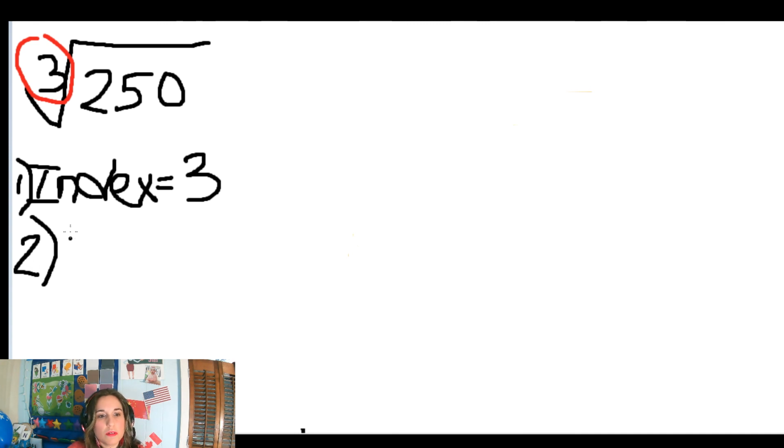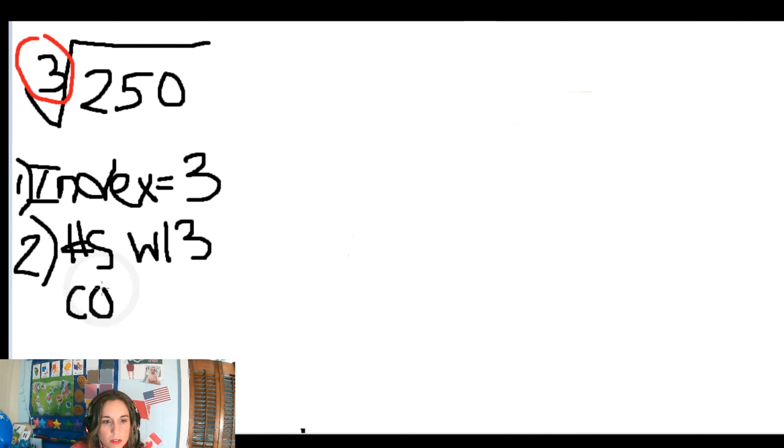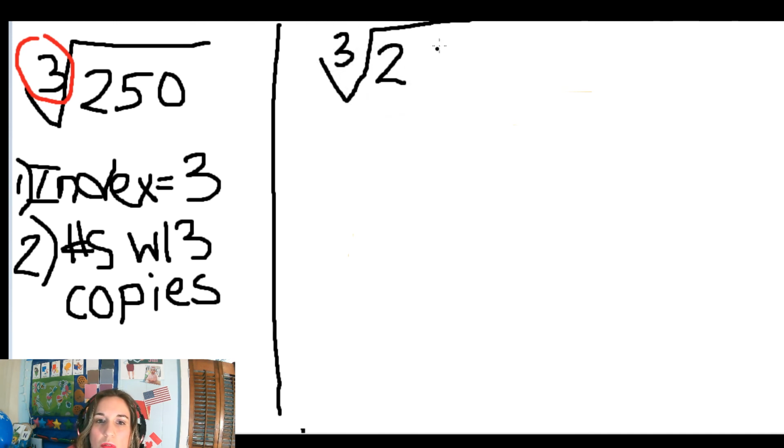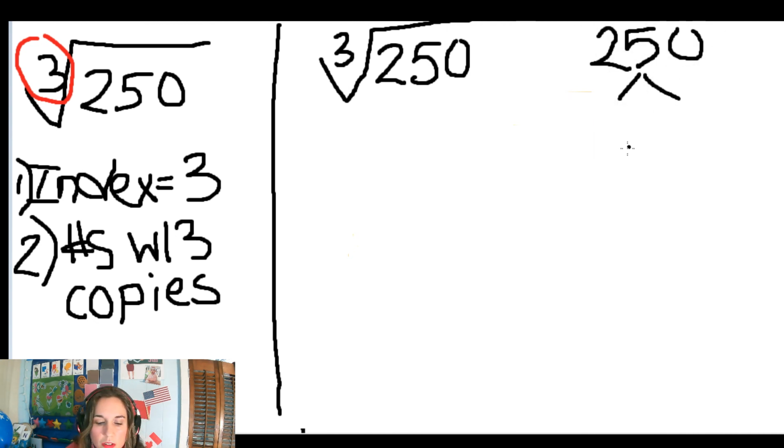So my index is 3, which means I'm looking for numbers with 3 copies. After I take my prime factorization, I want to take any number out that I have 3 copies of. So I'm going to draw my line down the middle, and let's get started with this problem. Now I can do all my work on the right side. I'm looking at the cube root of 250. What's the first thing I do, you guys? I take my radicand and I break it up into its prime factorization.